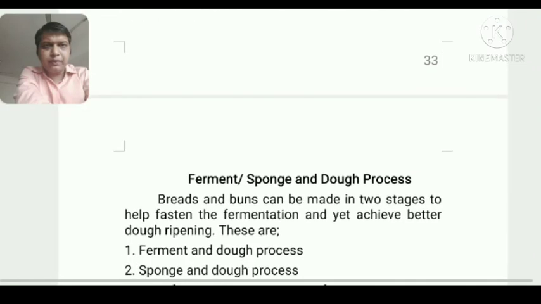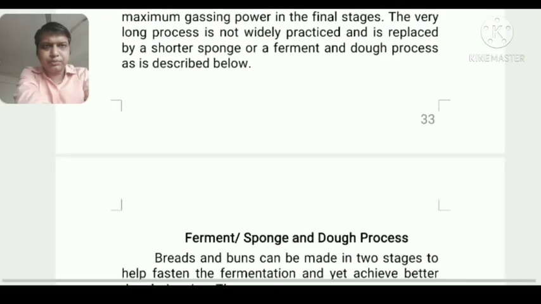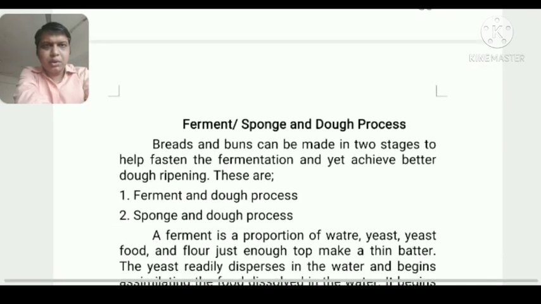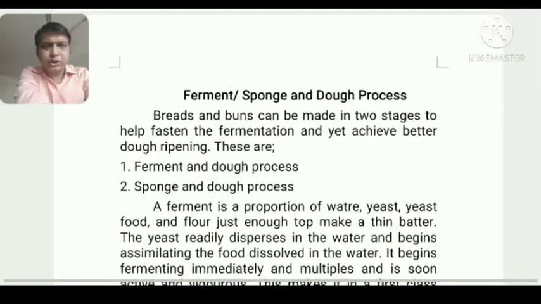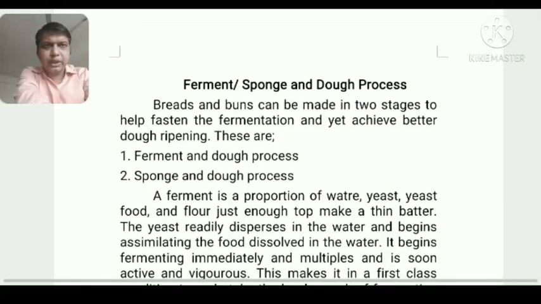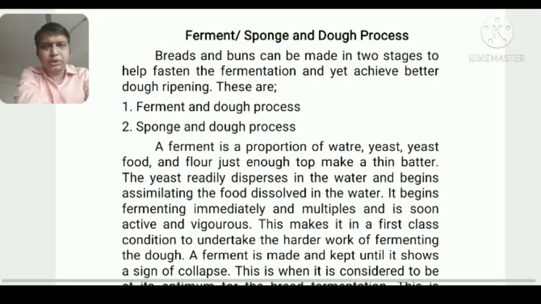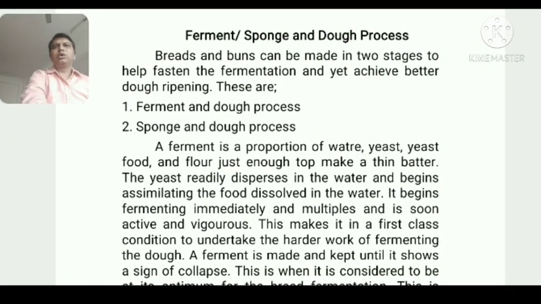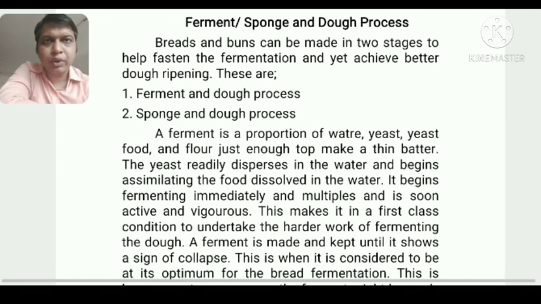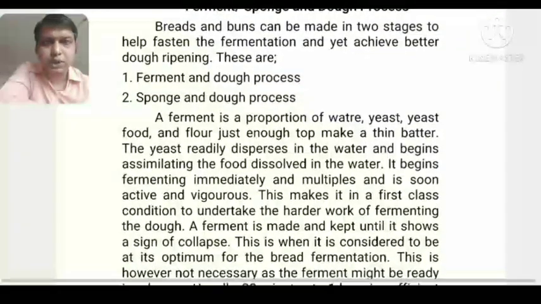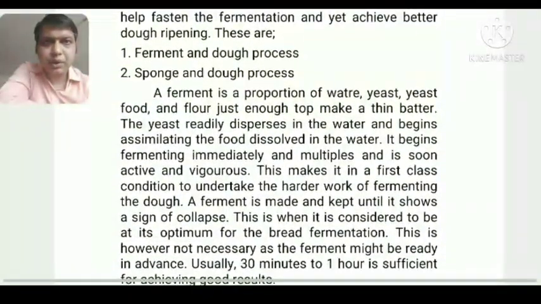Then we come to the ferment or sponge and dough process. Breads and buns can be made in two stages to help speed up the fermentation and yet achieve better dough wrapping. These are the ferment and dough process and the sponge and dough process. So in this we have two subcategories of dough making, one is the sponge dough and one is the ferment dough process. We start with the ferment and dough process.